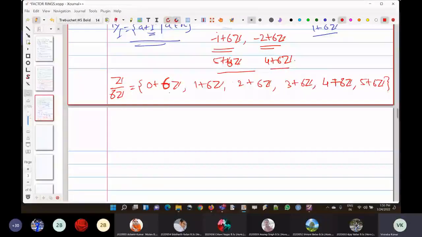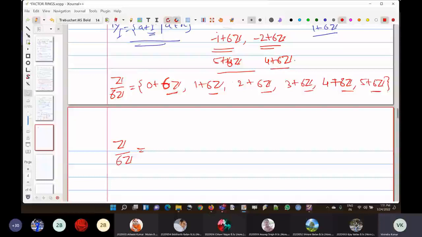Actually these are multiples of 6. So when we take the operation, multiplication and addition modulo 6, they will be reducing to 0. Although the elements of Z by 6z are of different form, their appearance is different, this is isomorphic to 0, 1, 2, 3, 4, and 5, and this is nothing but our Z6.